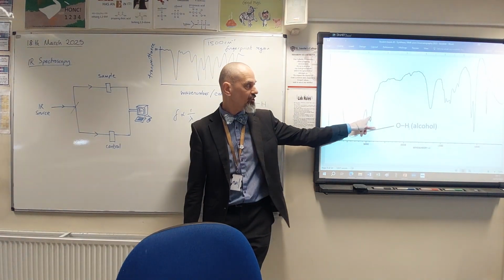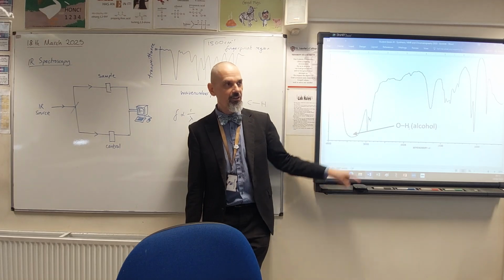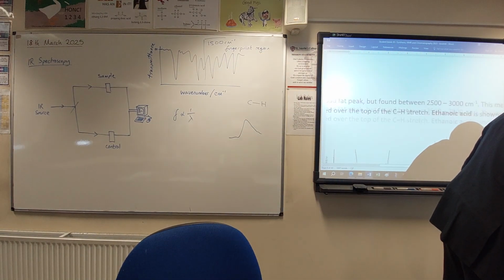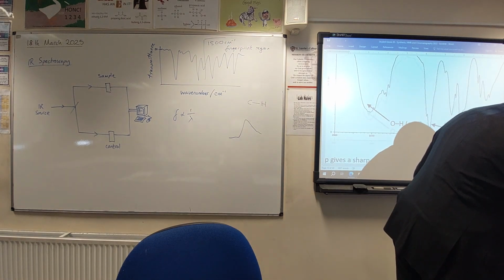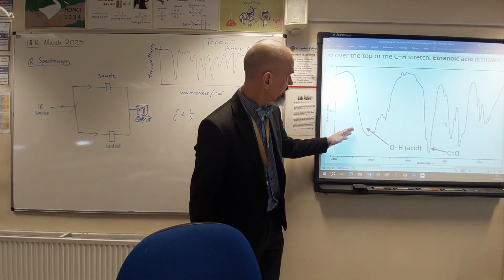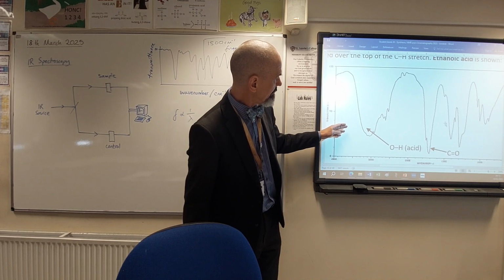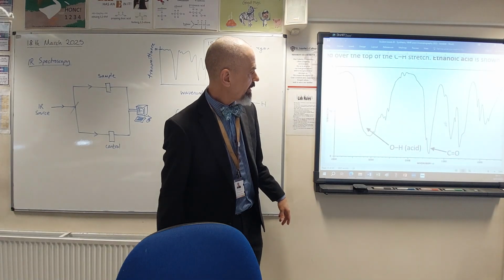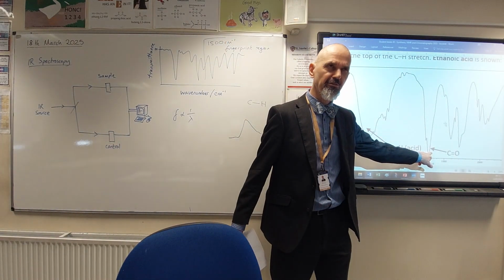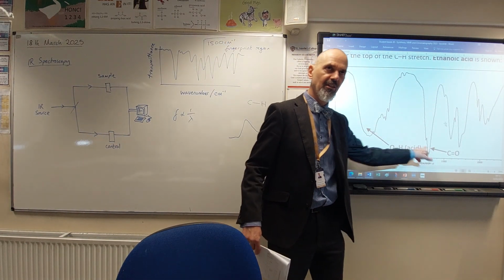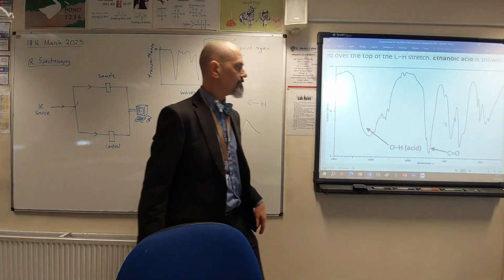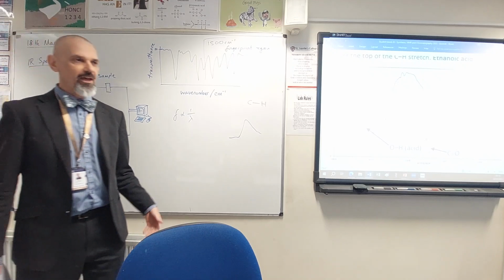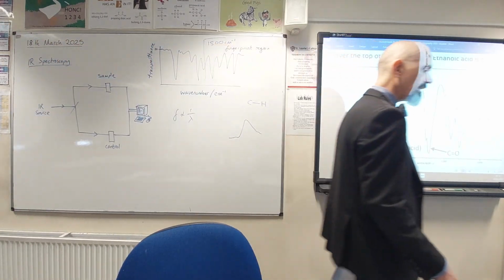These are the CHs just sticking out through the edge of the OH there, but OH is always the biggest peak on the spectrum. If I've got an OH acid, there we are, so slightly to the right. Actually, the CHs have largely disappeared there. And there's the carbon-oxygen double bond. Of course, if you've got a carboxylic acid, you've got to have a carbonyl as well as the OH. So those are the main ones that you should be able to recognize. And most questions are about those.